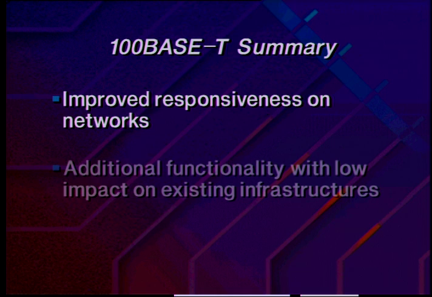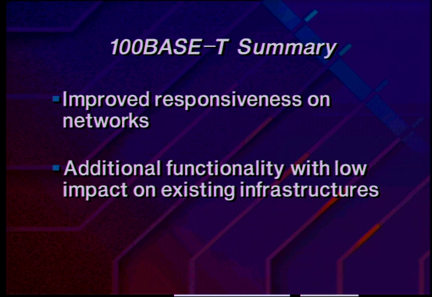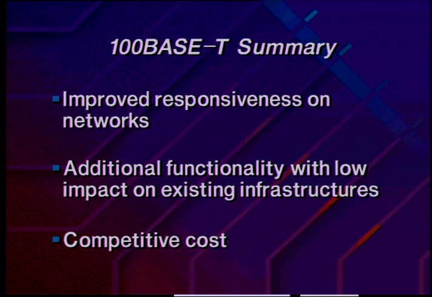So now, let's summarize. As I said at the beginning of my talk, the primary motivation behind 100 base T is improved responsiveness on networks and additional functionality at the least possible change to the existing infrastructure. Also, the intent is to provide that functionality at a very low cost. We've seen that companies such as 3Com are introducing products at close to the cost of 10 megabit Ethernet, even though the performance is 10 times greater.